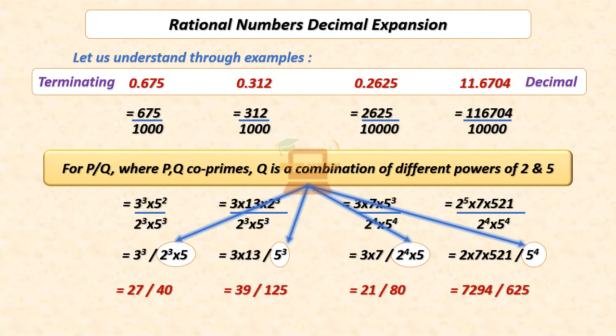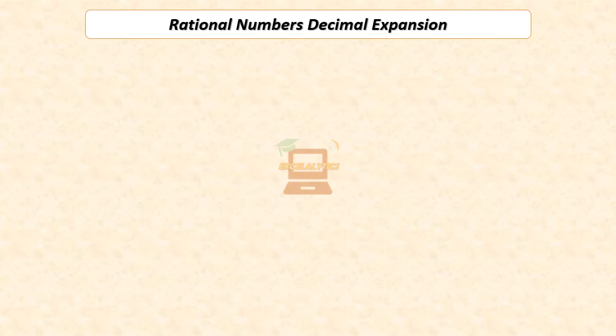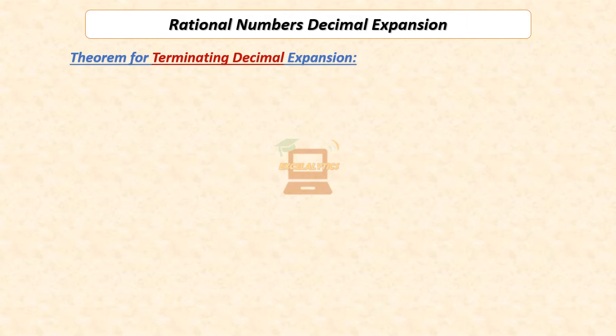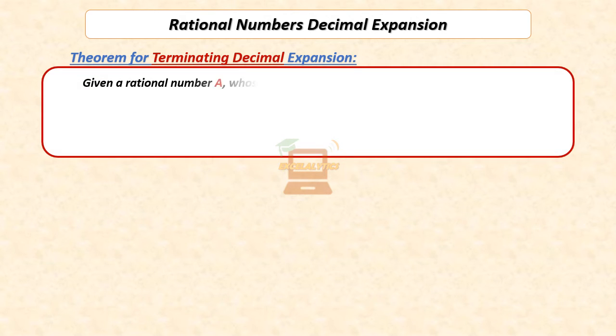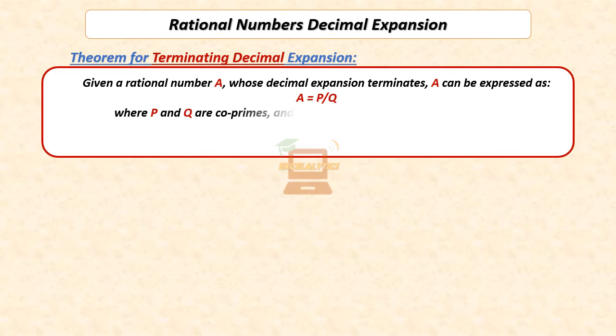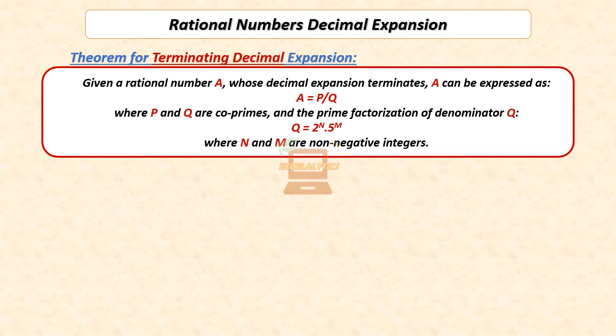Thus, we have learnt a very important theorem associated with terminating decimals, which can be summarized as follows. Given a rational number a, whose decimal expansion terminates, it can be expressed in the form p by q, where p and q are co-primes, and the prime factorization of q is of the form 2 to the power of n times 5 to the power of m, where n and m are non-negative integers.